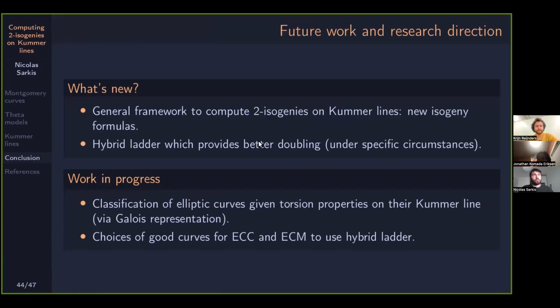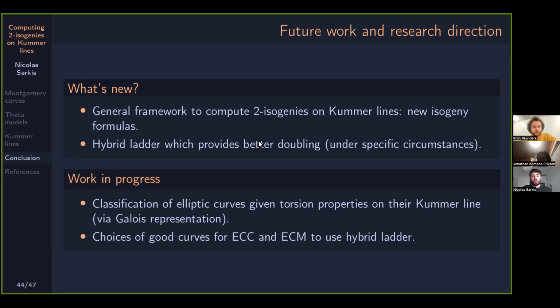And as a conclusion, what is new is this more general framework of Kummer lines, describing them by only the 2 torsion. And this gives new isogeny formulas. Plus, we have this hybrid ladder that provides beta doubling if you're in some circumstances where you have small constants.